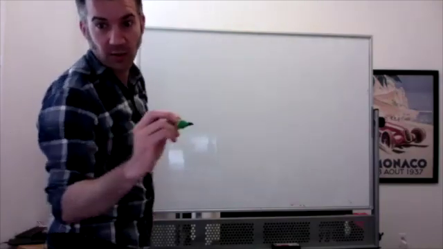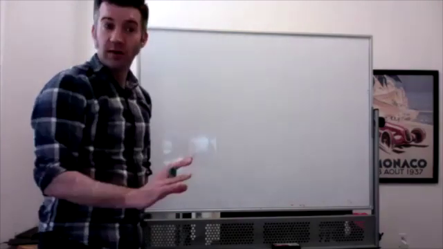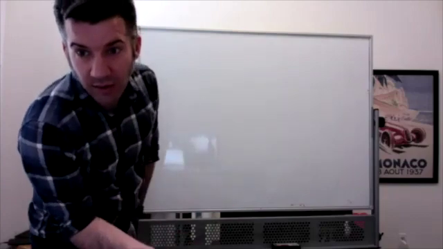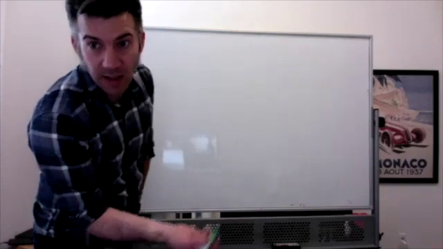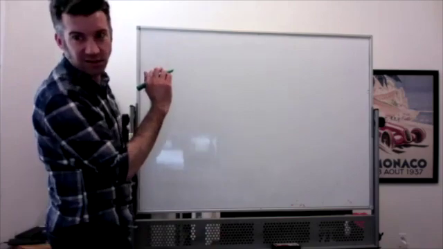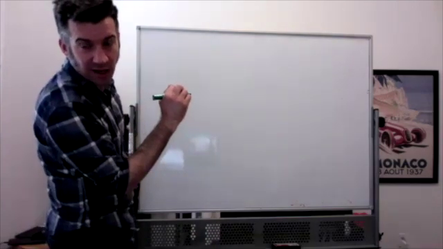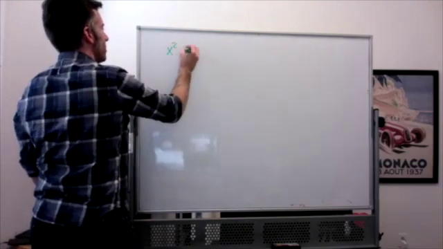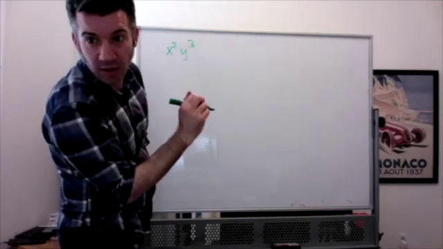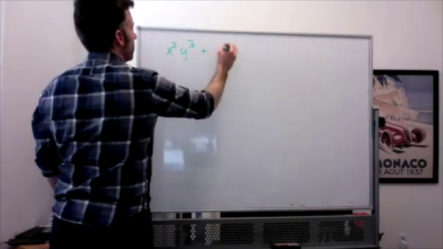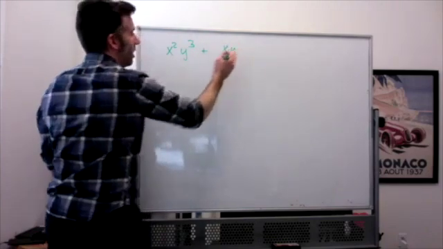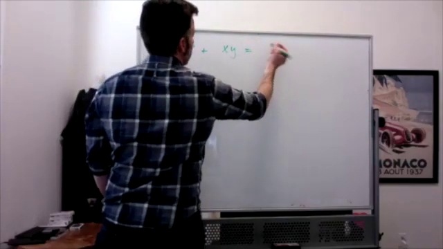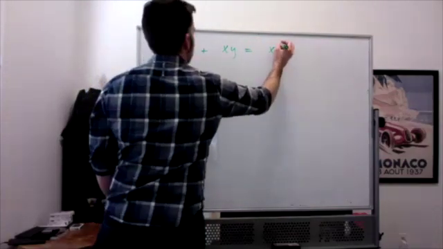Why don't you guys try this one? Why don't you find the derivative? So here's our equation. It's very similar to the last one, but not quite the same. I'm going to change it. So let's say we want to find x squared y cubed plus xy equal to, let's make it more fun, let's make it x fourth.